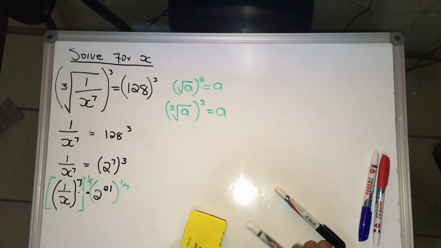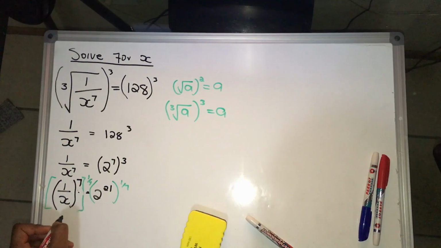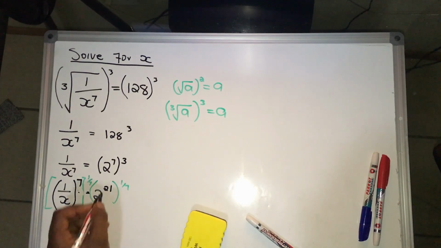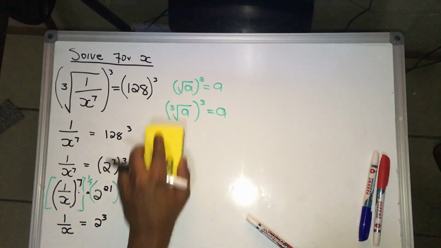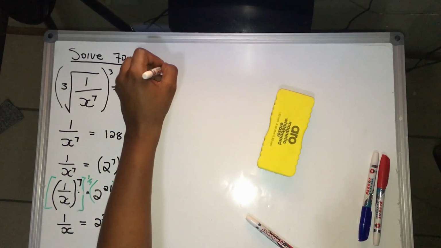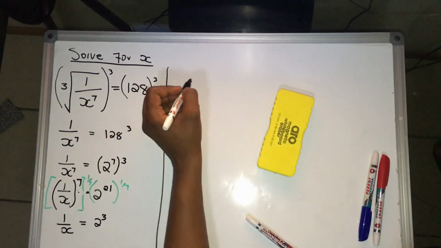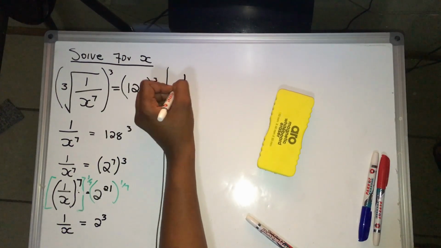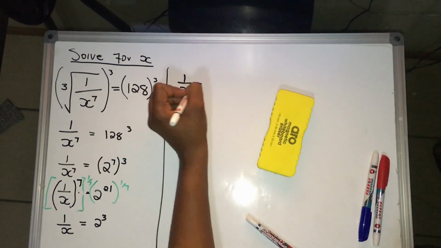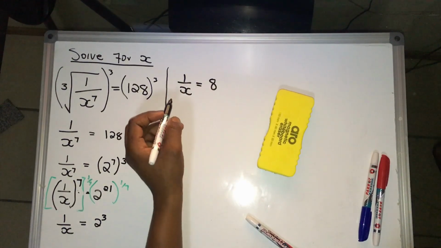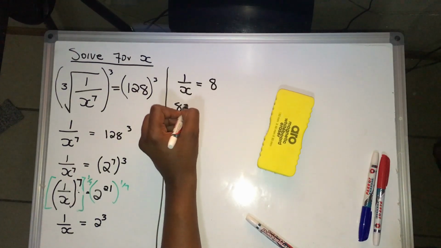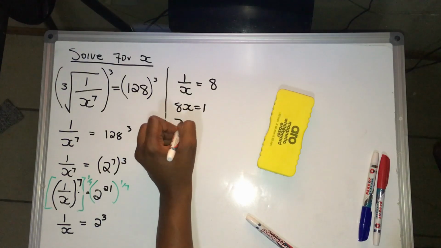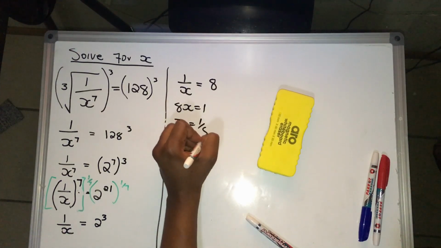Alright, so now we have just 1 over x on this side, which is the same as 21 divided by 7, which is just 2 to the 3. Continuing this side, finally 1 over x is equal to 2 to the 3, which is 8. So now we cross multiply: 8x is equal to 1, so x is equal to 1 over 8.